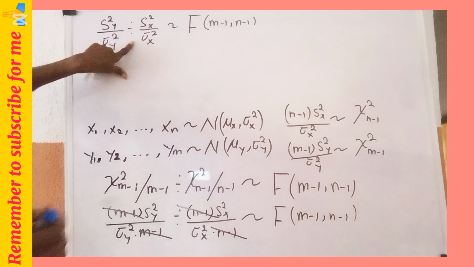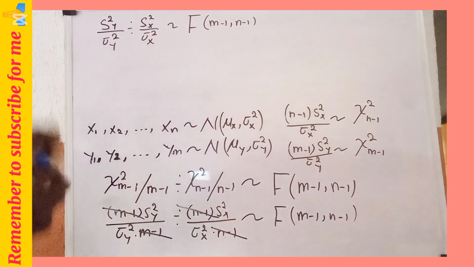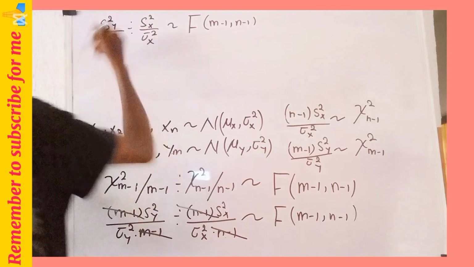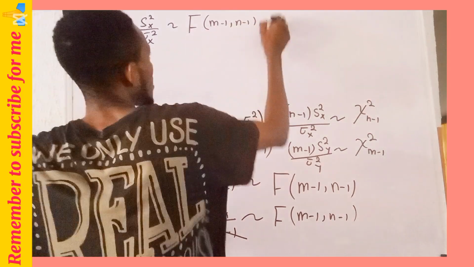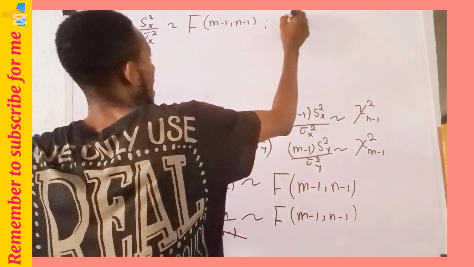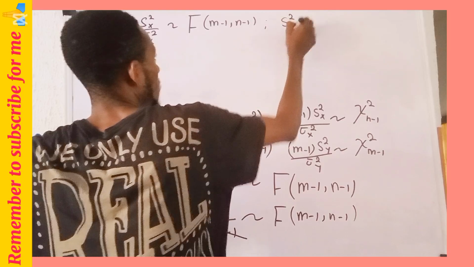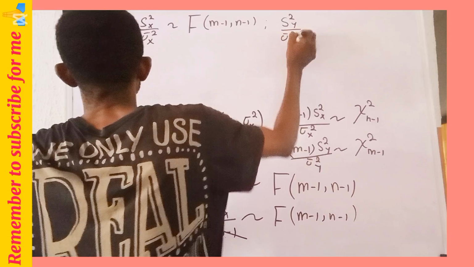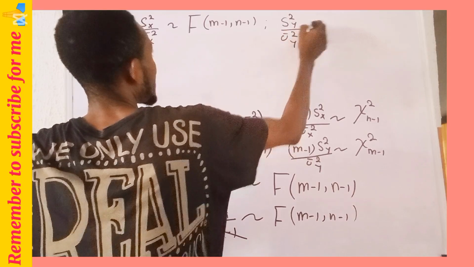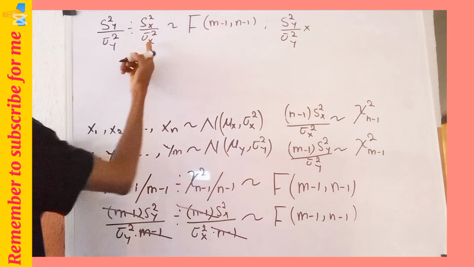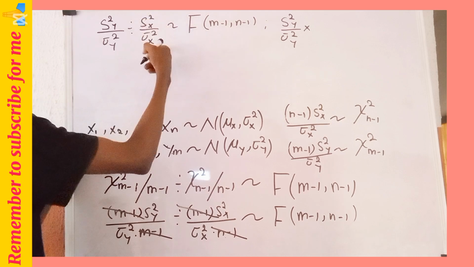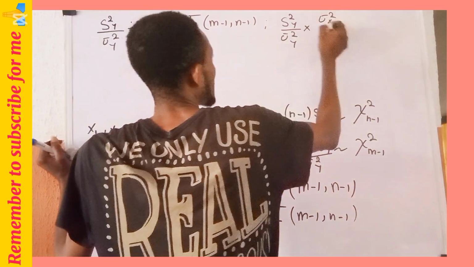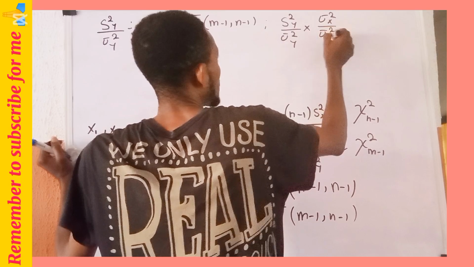So see what we have here now. What we have here can be written this way. It becomes S squared of y all over sigma squared of y, multiplied by, when I change it to multiplication, this one goes up and this one comes down, so sigma squared of x all over sigma squared of y.